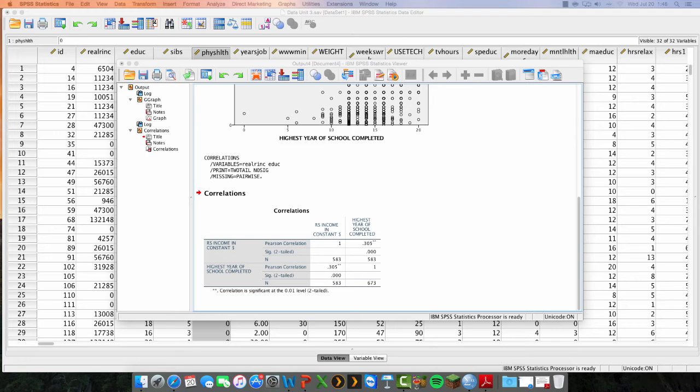And if you look at the language that I've included, it reads like this. There was a significant correlation between the respondent's income in constant dollars and highest year of school completed. And it reports R at 0.305 and P at 0.000. Or you could put P less than 0.05. That's also acceptable, but it's generally just easier to include the exact number rather than the other.